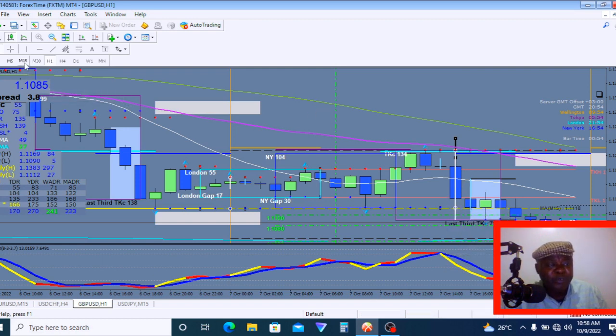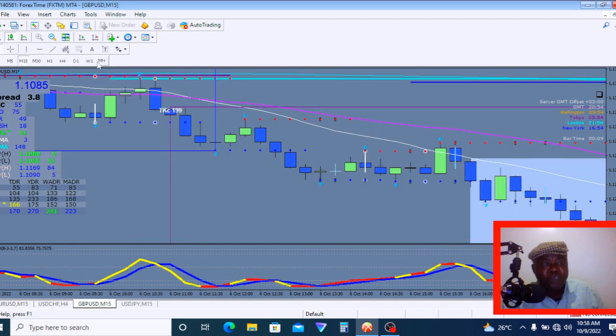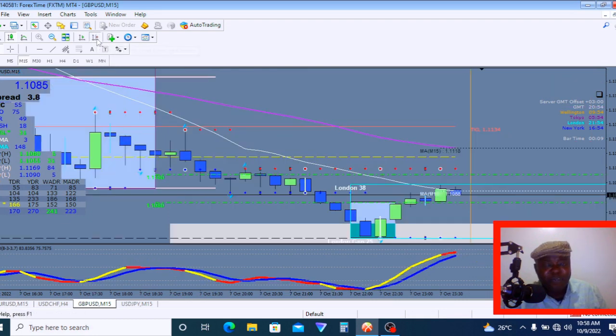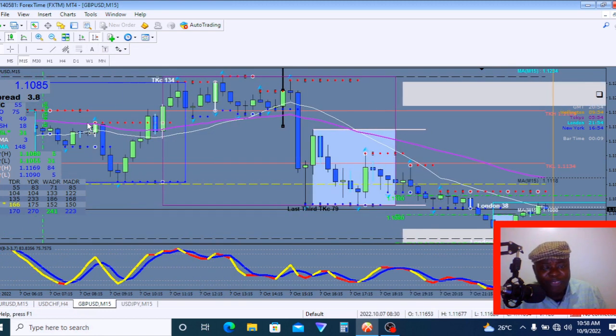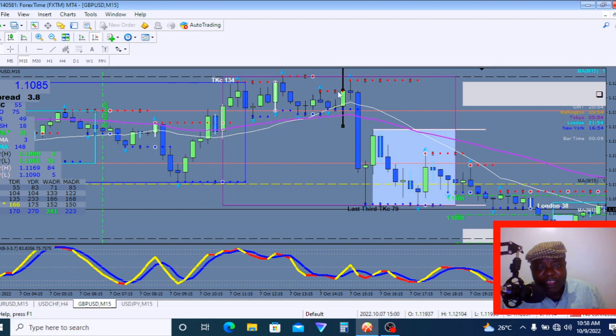Now let's move down to 15 minutes. 15 minutes will be able to give us clear information about how I use my stochastic. Now I want to reduce it a little bit. Look at it from here. This is the line that I drew from that area.